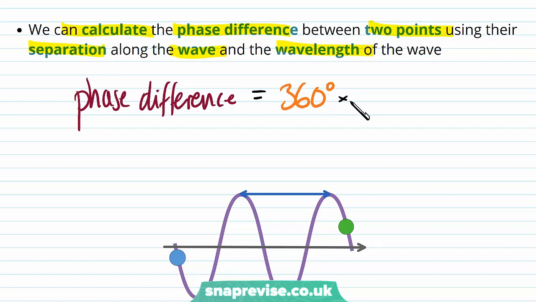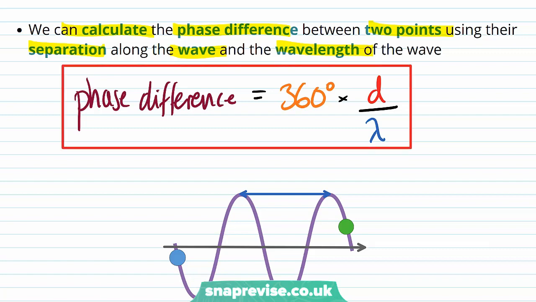So when we're finding the phase difference between 2 points, we want to know what the phase is between them. To do this, we need to consider the distance between them, d, divided by lambda. This tells us the fraction of a wavelength that they have between them. And if we then multiply this fraction of a wavelength by 360 degrees, we're able to get the phase difference. So this equation here will give us the phase difference between 2 points in degrees.